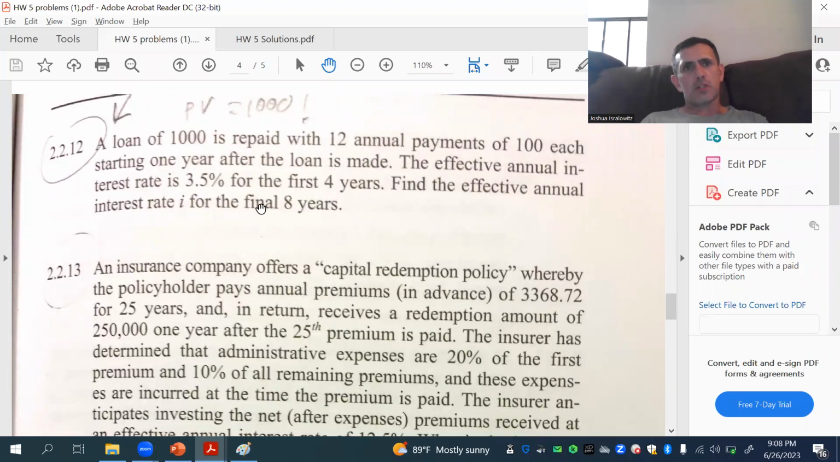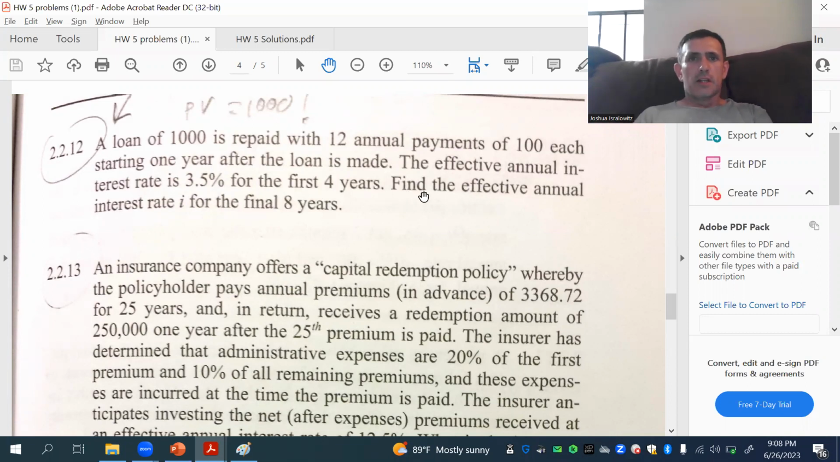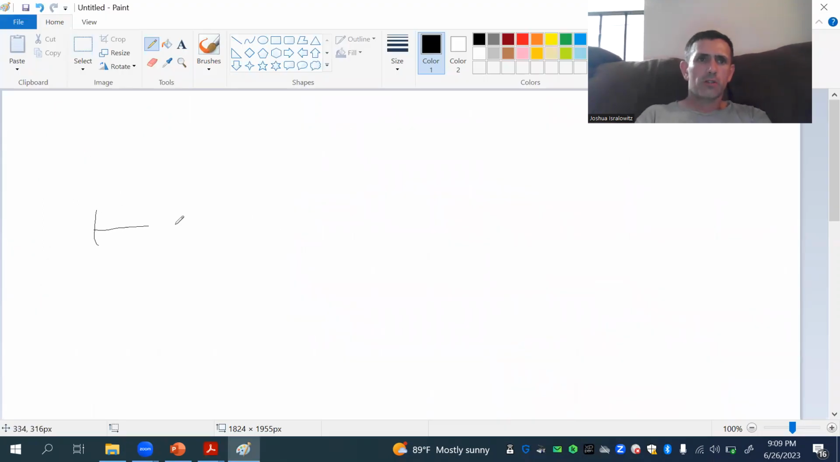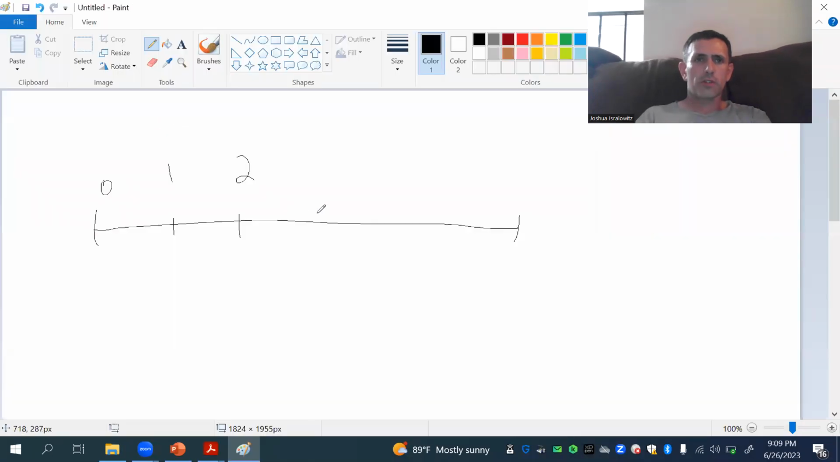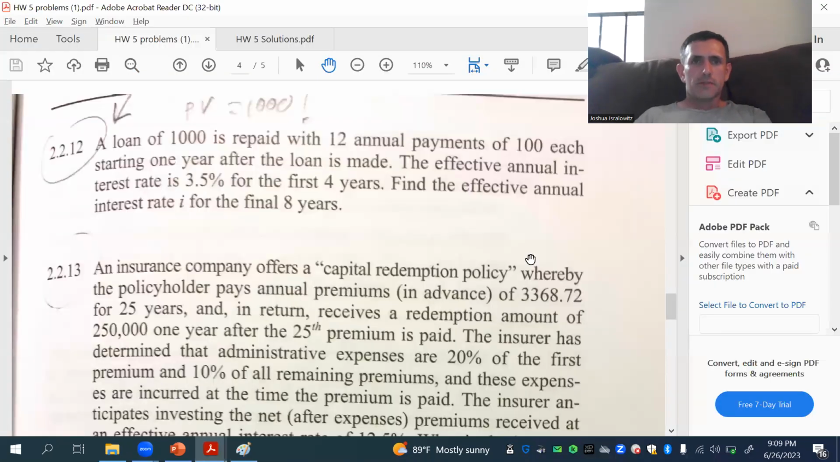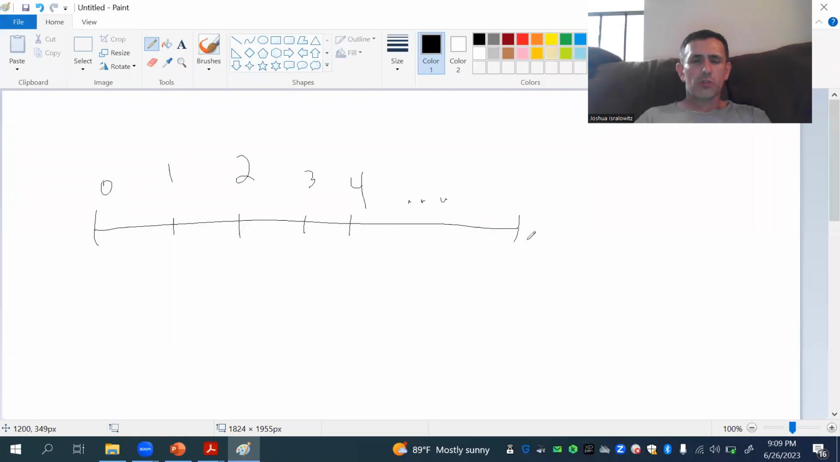So I have a loan of 1,000, so that means present value is 1,000. Present value is always the loan amount, the loan price, all synonymous. We paid with 12 annual payments of 100 each, starting 1 year after the loan is made. So let's start the time diagram. Sorry, before I do that, it's 3.5% for the first 4 years. So might as well just draw 4, and then I afterwards.